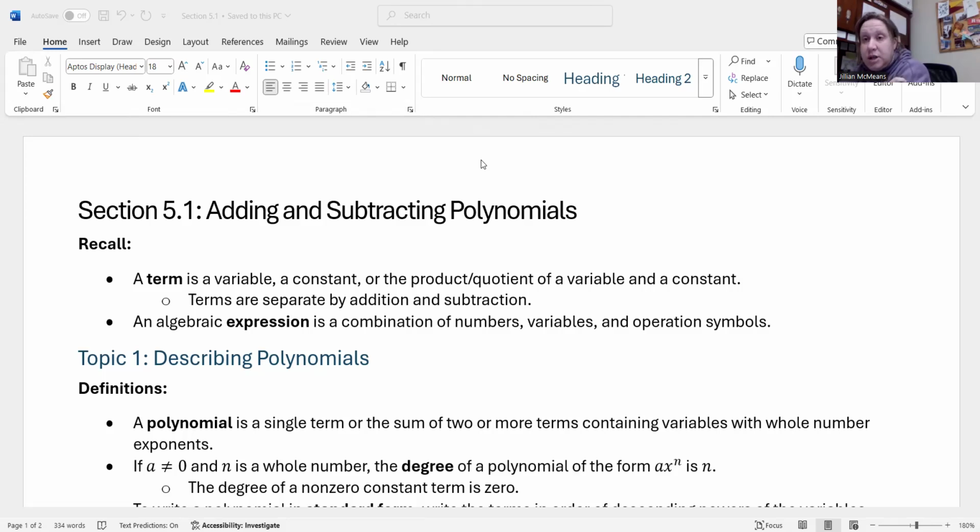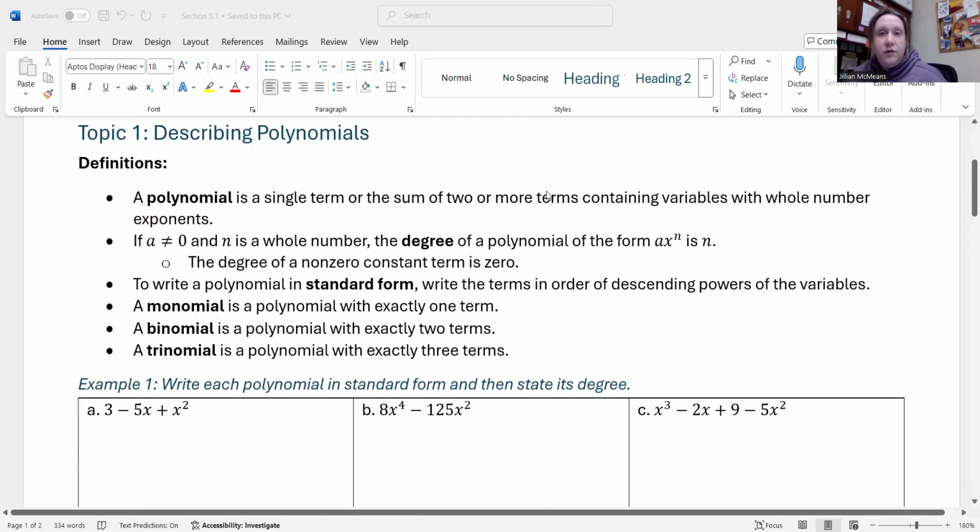And back when we were in that chapter, we learned that with algebraic expressions, we could do two things. We could evaluate an algebraic expression for a specific value for the variable, or we could simplify the algebraic expression by combining like terms. So kind of start thinking like that again, because it's going to come into this section nicely. Okay, topic one, the focus of this video is describing polynomials.